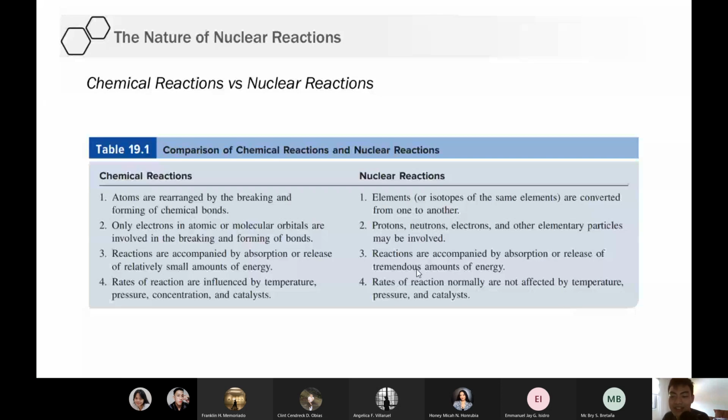Okay, yung sun. Sino mas malakas dyan? Edi yung sun, no? The sun is burning itself for billions of years already. Okay, so ibig sabihin mas malakas yung nuclear kaysa sa chemical. Okay? So also, chemical reactions are dependent on these factors: temperature, pressure, concentration, catalyst. Pag nuclear, it is not dependent on those factors.